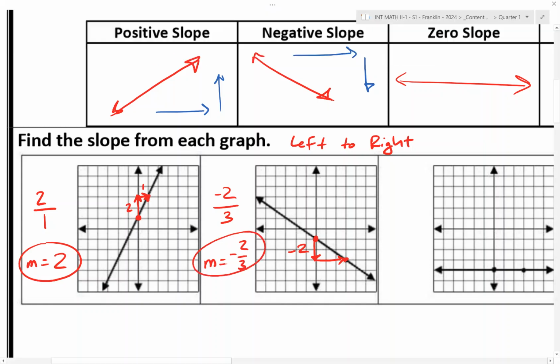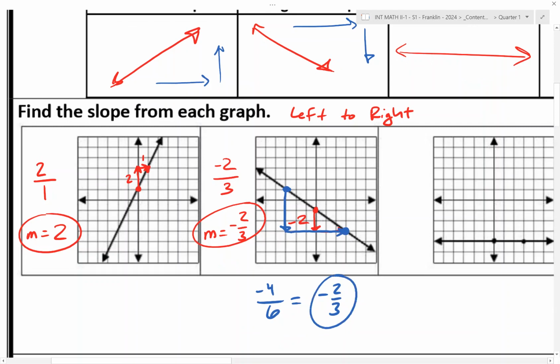Keep in mind that you could do this with any 2 points. So let's say we picked this point and this point. So here we would go down 1, 2, 3, 4, and over 1, 2, 3, 4, 5, 6. And that would still reduce to negative 2/3. So no matter what you get for the slope, it should be the same. No matter what 2 points you pick on the line, it should reduce to the same ratio.